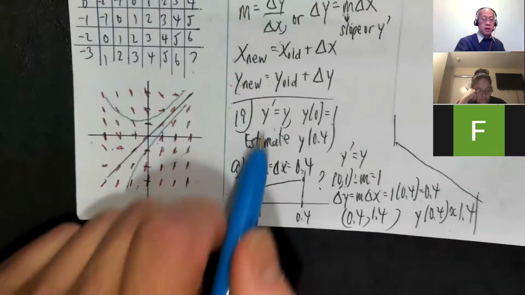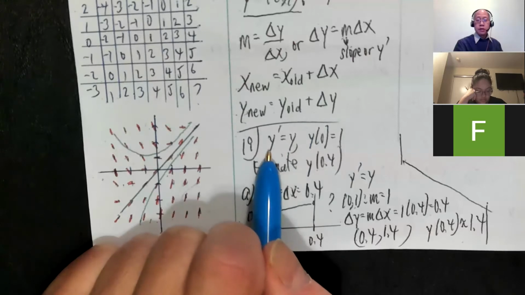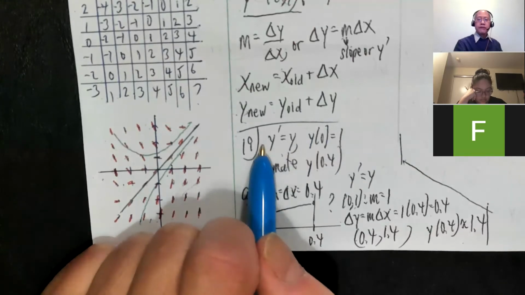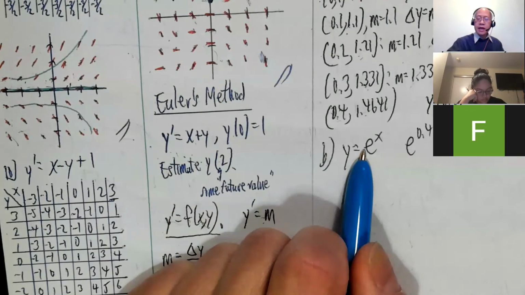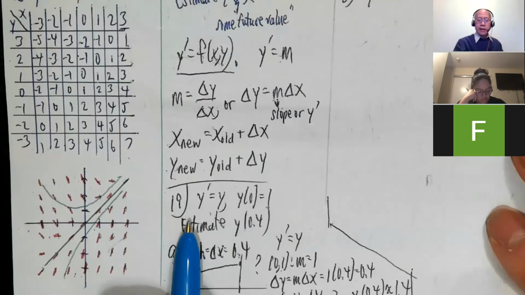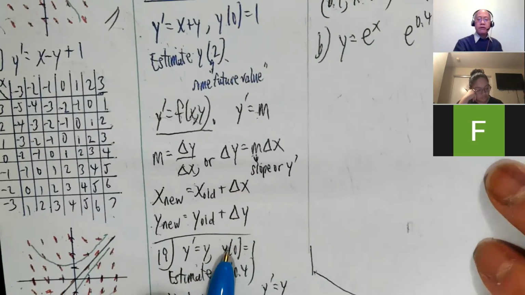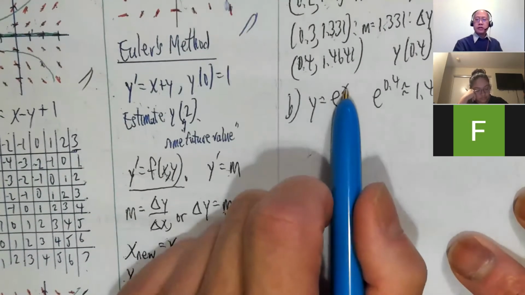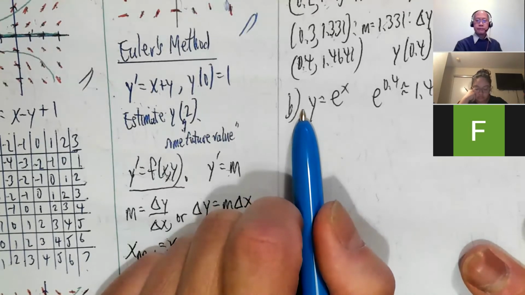Where'd you get that from? Well, is this differential equation true? Y prime equals y. The derivative is the same as the original function. We know that's true for e to the x, right? What's the derivative of e to the x? E to the x. So that's definitely true. The derivative is equal to the original function. And y of 0 equals 1 means when you plug in 0, you get 1. That's definitely true.